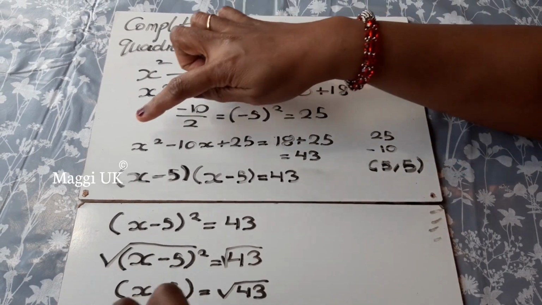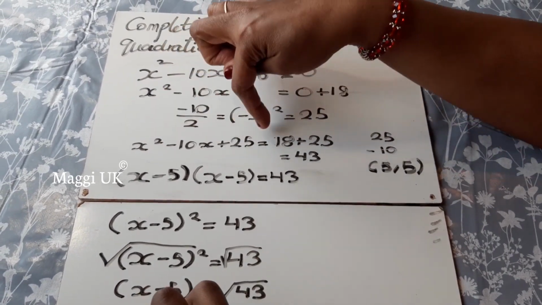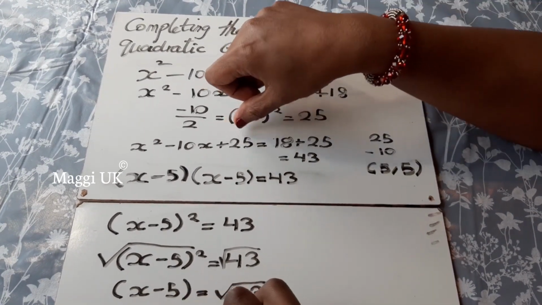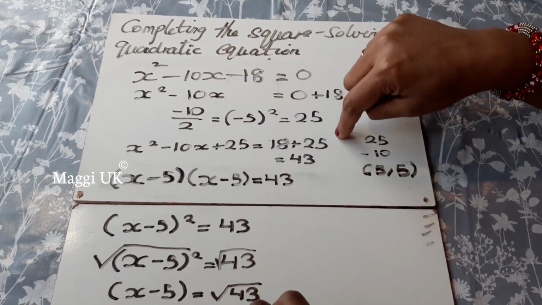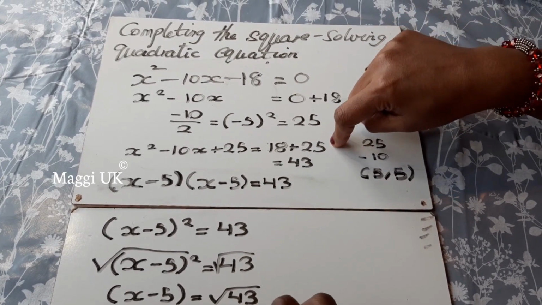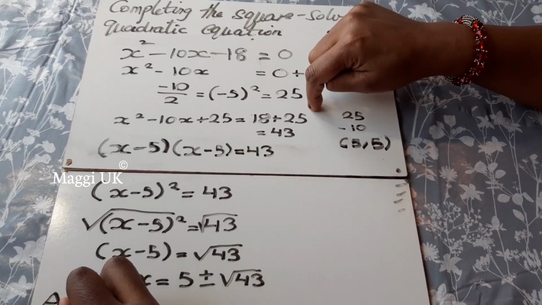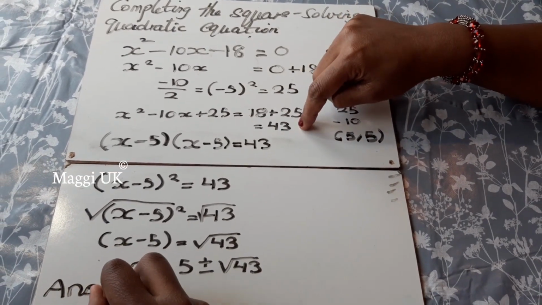And then he did x squared minus 10x plus 25 equal to, because we have 18 here, whatever we get, 25 here, we need to add the same 25 to the other side. So he did that one. This part, 43, is when you add 18 plus 25, which equals 43.